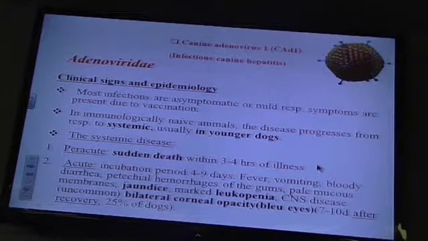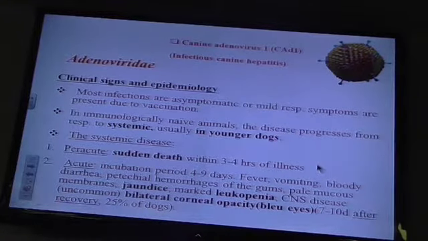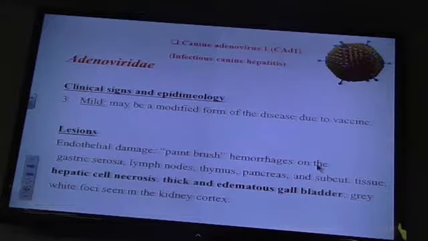The opacity we talk about, but very important to remember is that the opacity is not a symptom that is presented when the animal is infected recently. This happens after recovery of the animal, rather than during the infection process. So it takes some time for this to happen, in 25% of dogs.